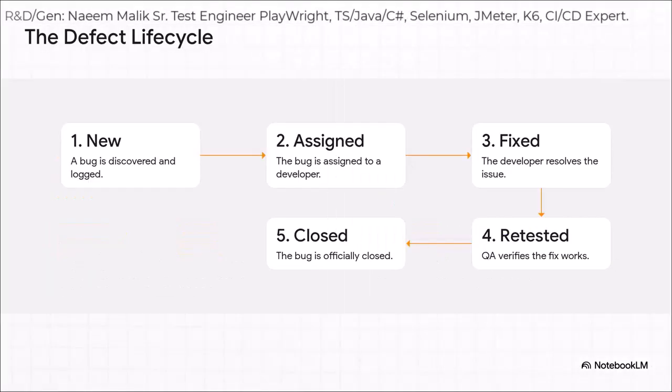Every bug goes on a little journey. First, it's discovered and logged. Then it's assigned to a developer to figure out. The developer works their magic and fixes it, but it's not over. Now it goes back to QA to be retested and verified. Only after QA confirms the fix actually worked can the bug finally be closed. It's this constant collaborative dance.